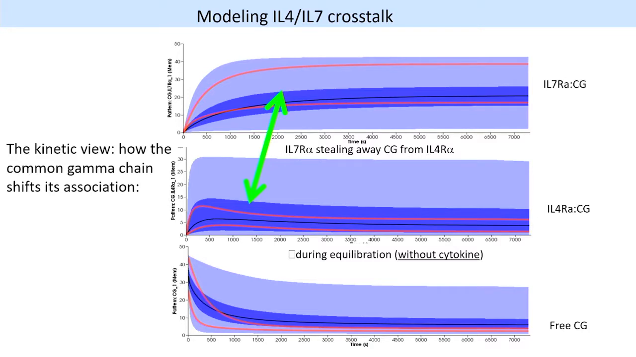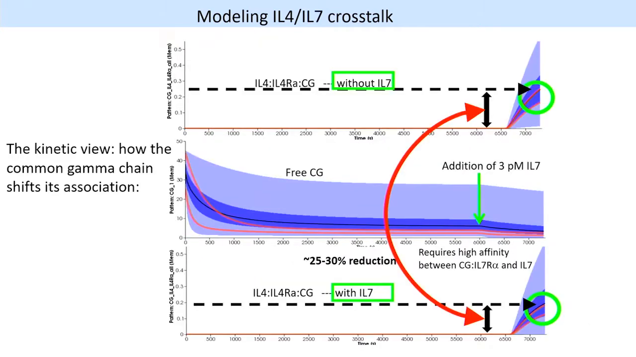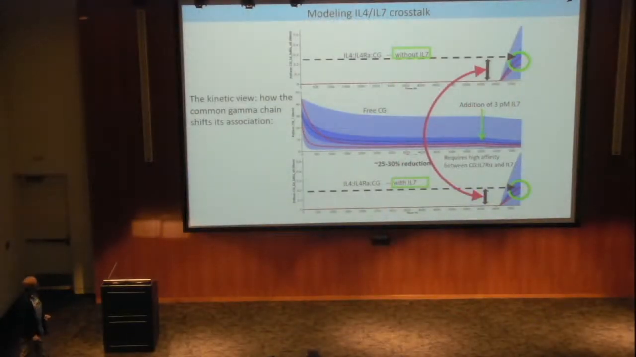And because we are simulating this, we can look at it in a dynamic way. So during the equilibration, we see how the IL-4 receptor binds to the cytokine, how this is basically reduced through the accumulation of the common gamma chain on the IL-7 private chain. And then when you add the cytokine, if you compare without IL-7 and with IL-7, you exactly get this reduction that corresponds to the dose. Note this is a very small dose of IL-7 that we found experimentally.